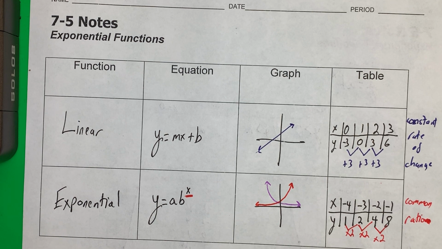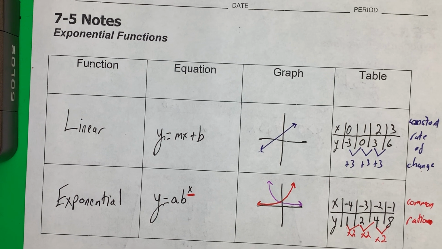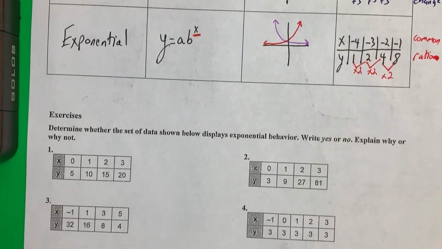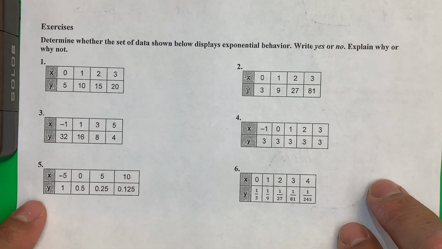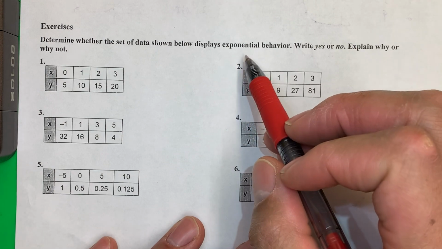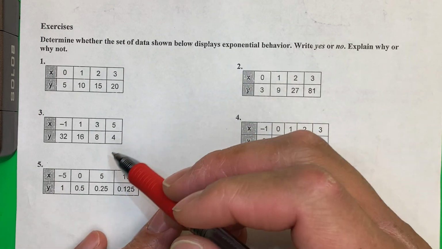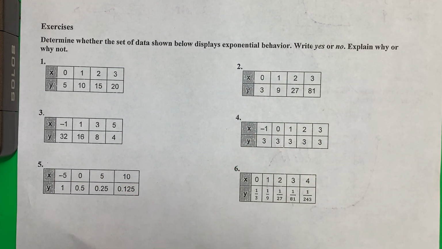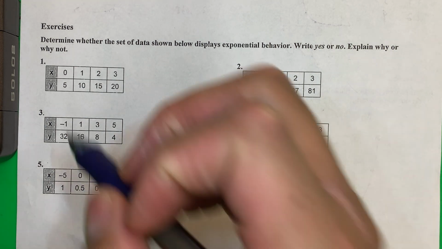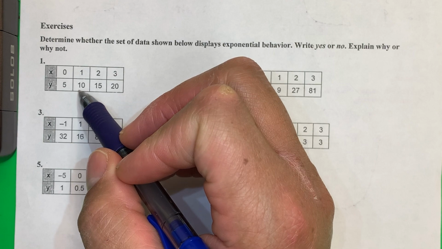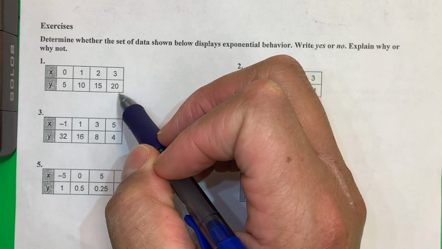So what we're going to be doing in these next sets of problems, and there's only about 4 or 6 of them on the homework, is we're going to be looking at the data and we have to say, okay, is this exponential behavior? Do I have a common ratio, or do I have something else? So if we look at number 1, I say, okay, well, how would I get from 5 to 10? And how would I get from 10 to 15? And how would I get from 15 to 20?